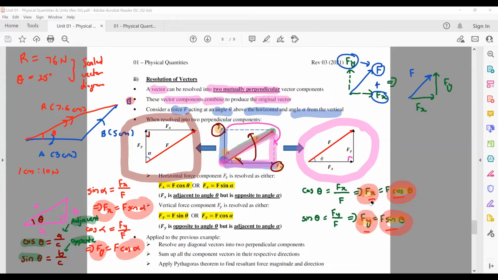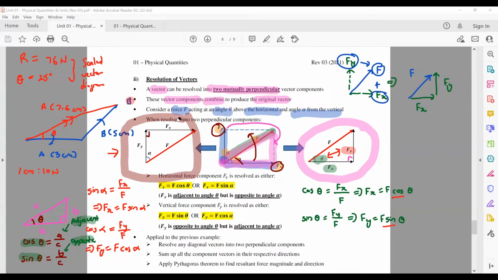What I mean by that is, if you just look back at the rightmost triangle here, you see Fx is actually adjacent to angle theta. So you will know the expression would actually be cos. But on the other hand, Fy is actually opposite to your angle theta. So it will actually be sine. Now, if you apply the same reasoning to the triangle here, you will be getting the same answer.